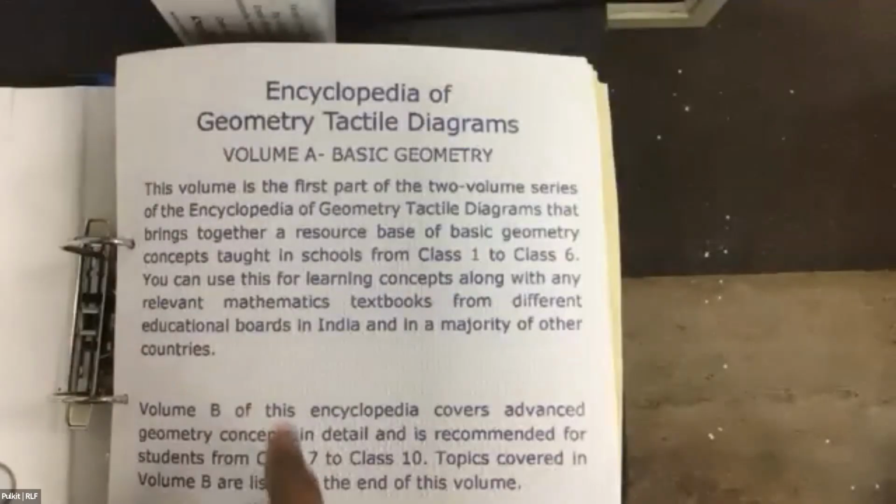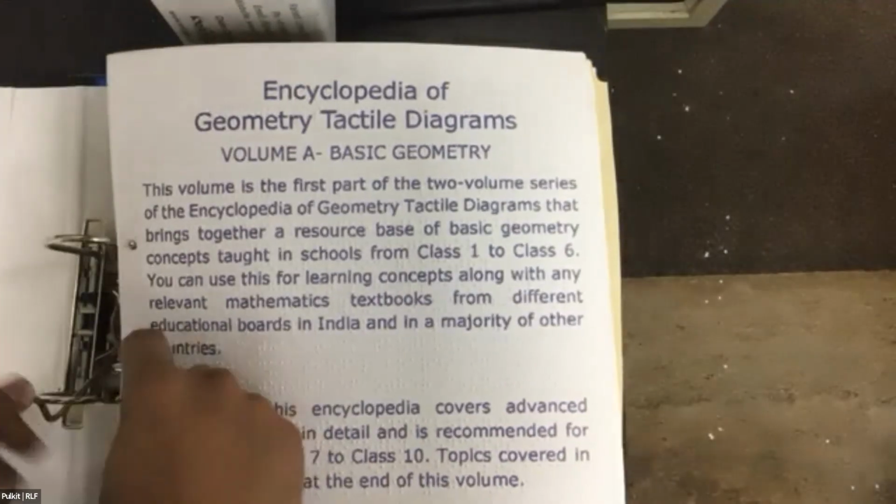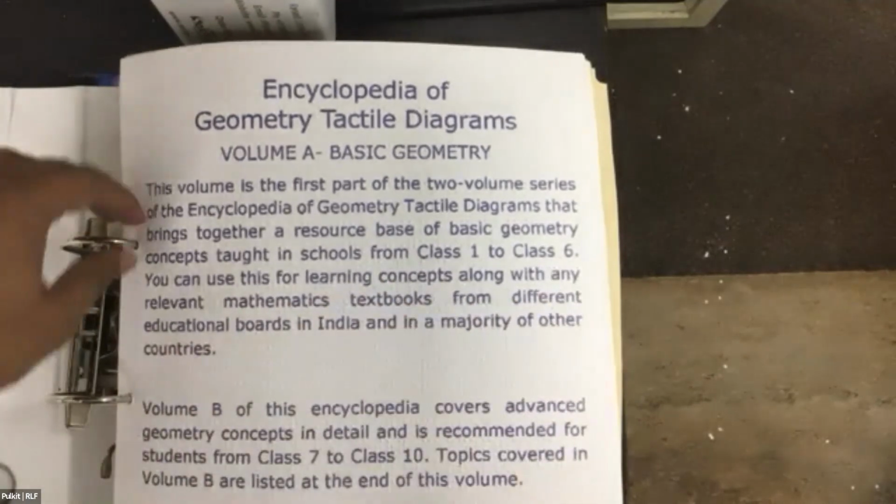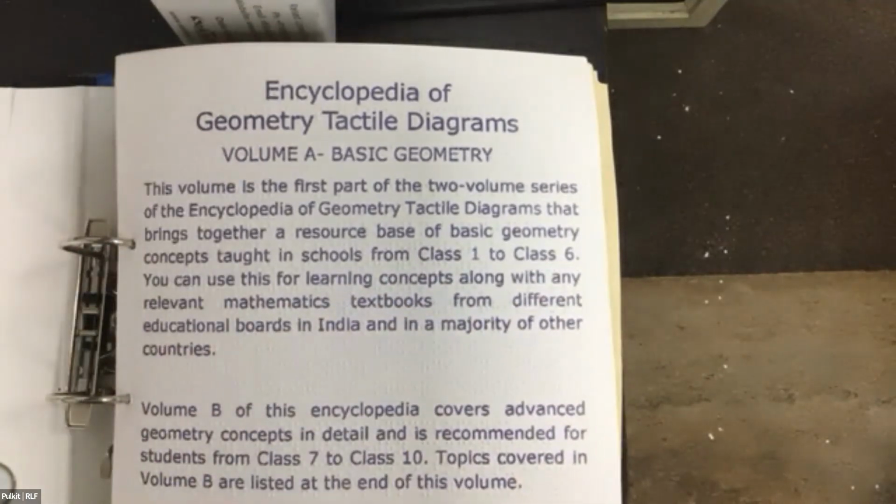If you see, the book is not spiral bound, it's a ring binder. You can open the ring binder and close it, and you can take the sheets out of it. So the idea was that if in a classroom there are, suppose, 20 students, and the teacher is teaching a concept of circle, she or he will take out all the diagrams related to circle, distribute them in the class, and then teach that concept.